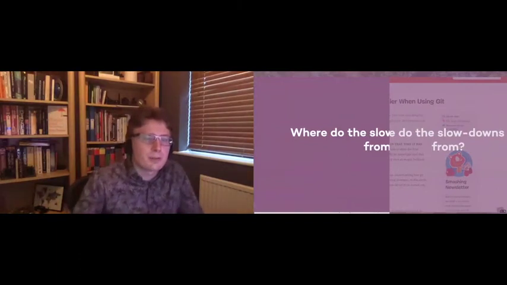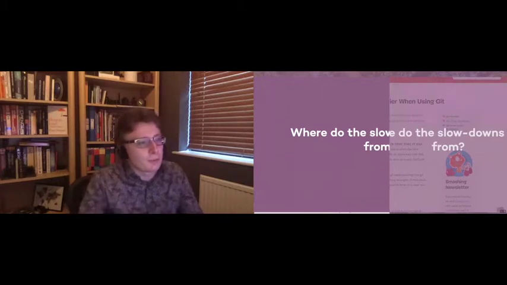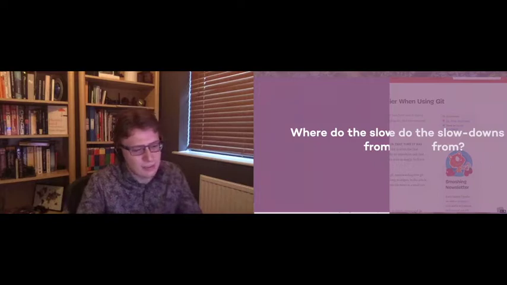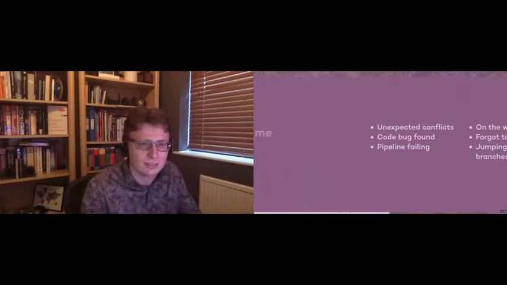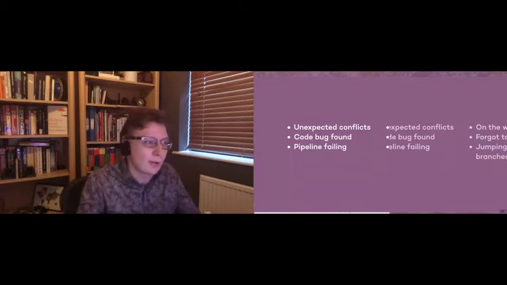Without trying to define every reason we can have an infuriating issue with Git, I've thought of a few that we've likely all experienced, these slowdowns where you just think, why is it working like this? Things should just work. So we've got unexpected conflicts. We get this all the time. Code bugs found. Well, you can't really stop that. That's not to do with Git, that's to do with your work. But it's awkward when you go to merge something and find it doesn't work. Or pipelines failing. That can be to do with Git, or it can be to do with code.